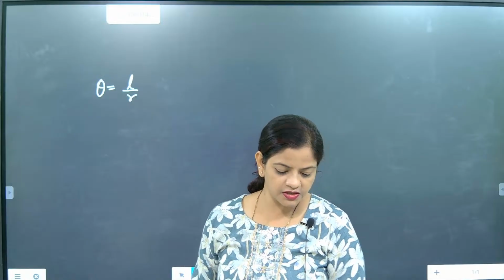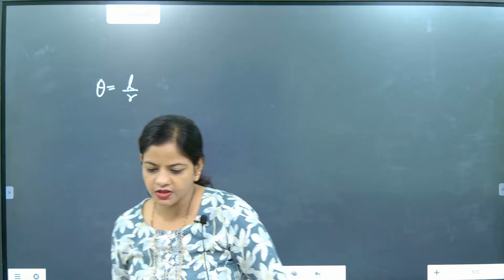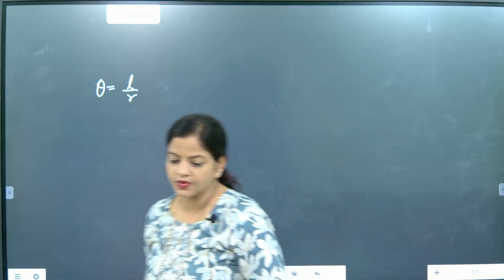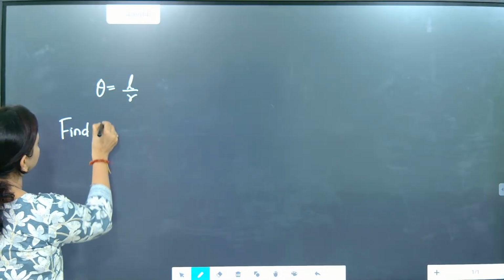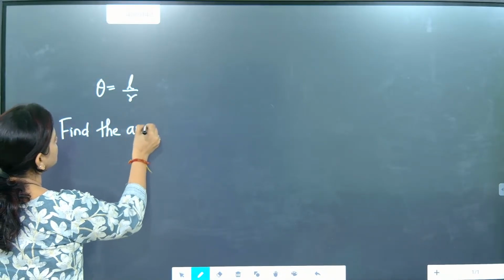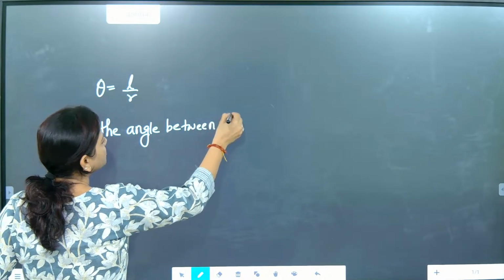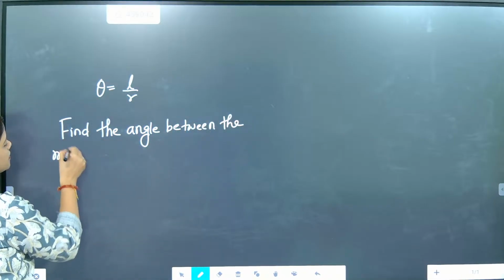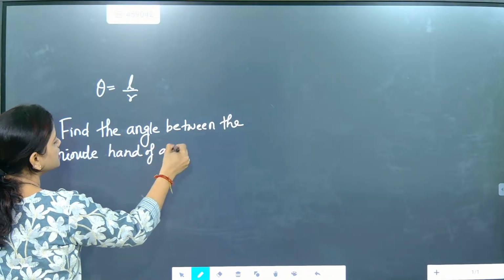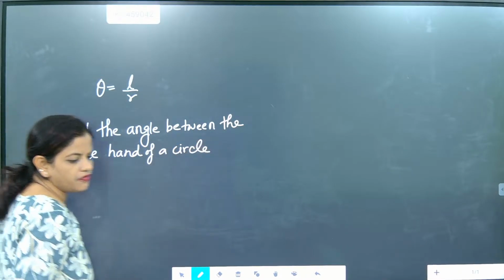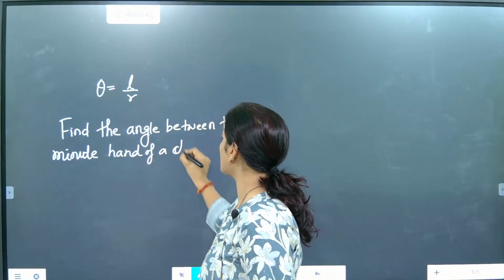The first question, write down the question. This question is a good question. Note down. Find the angle between the minute hand of a clock.